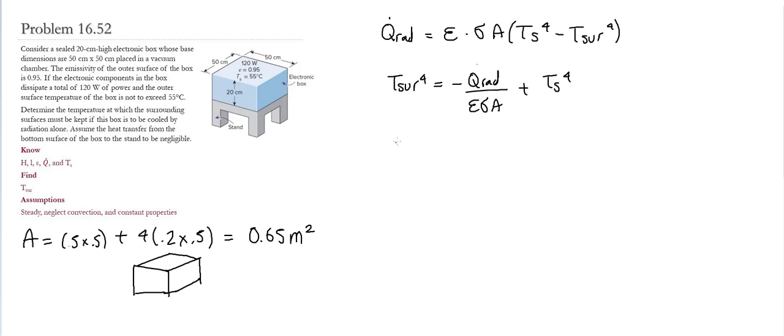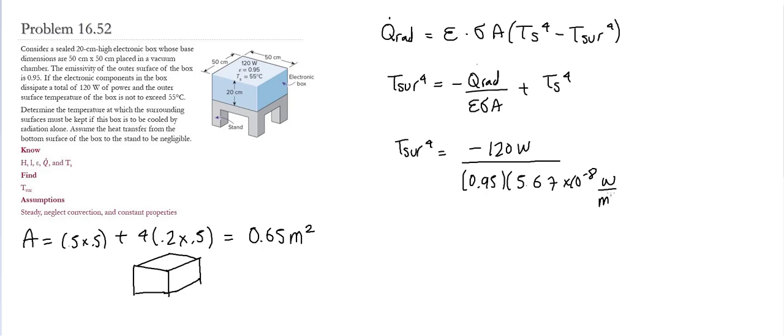Now let's substitute the values. Once again, we're going to keep it to the fourth, and then we're going to do the solution in a second. So this becomes 120 watts divided by emissivity 0.95. The Stefan Boltzmann constant is 5.67 times 10 to the negative 8 watts per meter squared Kelvin to the fourth. The area we calculated to be 0.65 meters squared. And the surface temperature, we had it as 55 Celsius. However, it needs to be done in Kelvin because we're doing radiation. Therefore, it becomes 328 Kelvin, and this goes to the fourth.